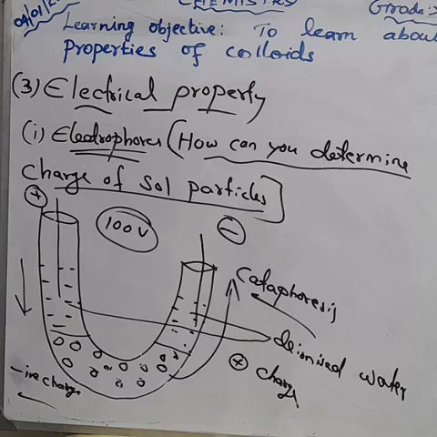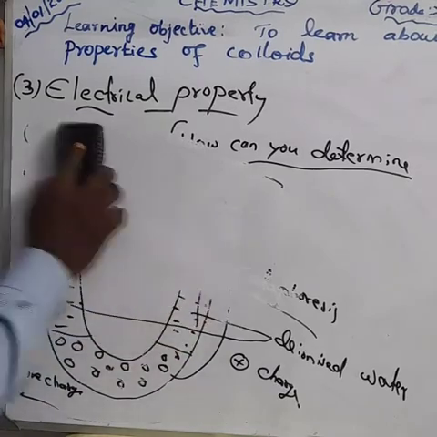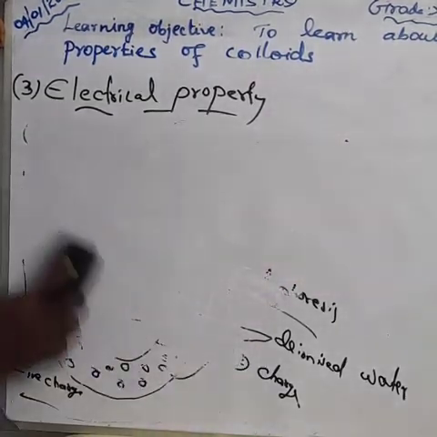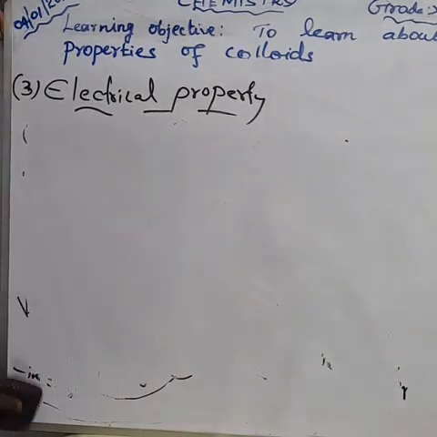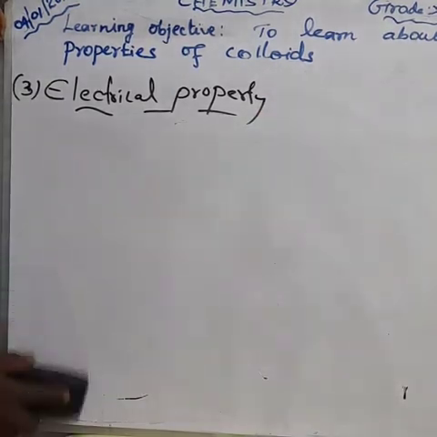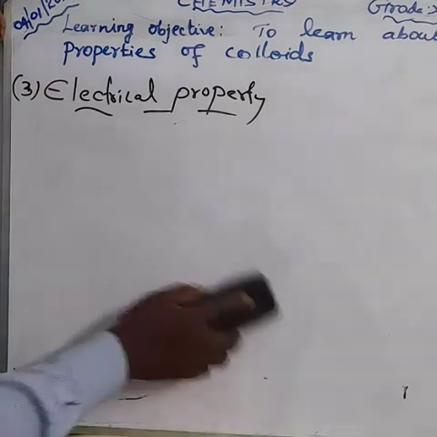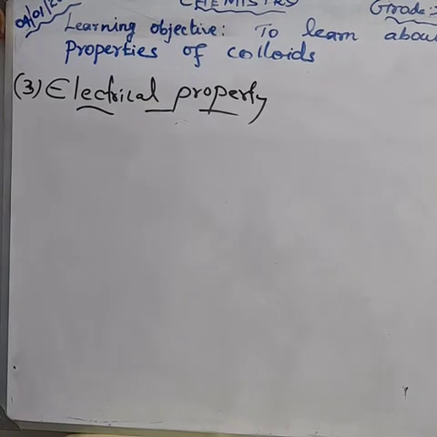Next, electro-osmosis. Electro-osmosis is the movement of dispersion medium under the influence of an electric potential. Don't forget that. The movement of dispersion medium under the influence of an electric potential is called electro-osmosis.